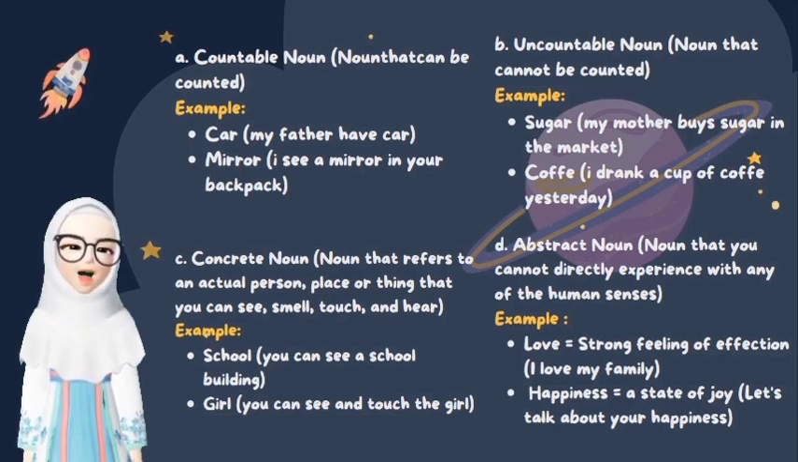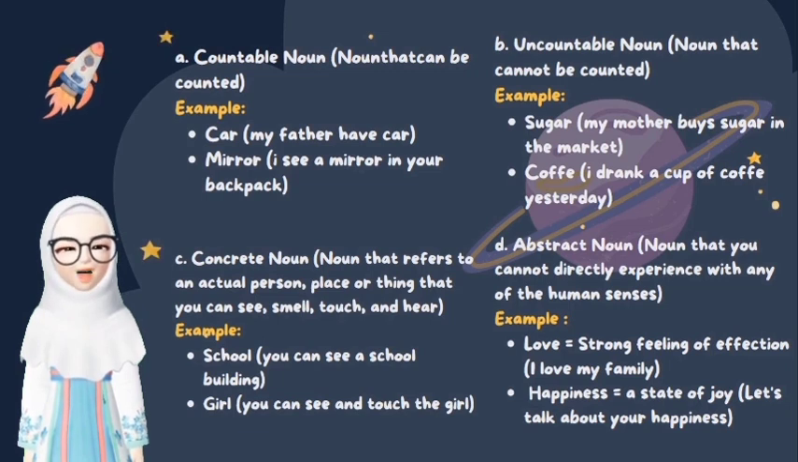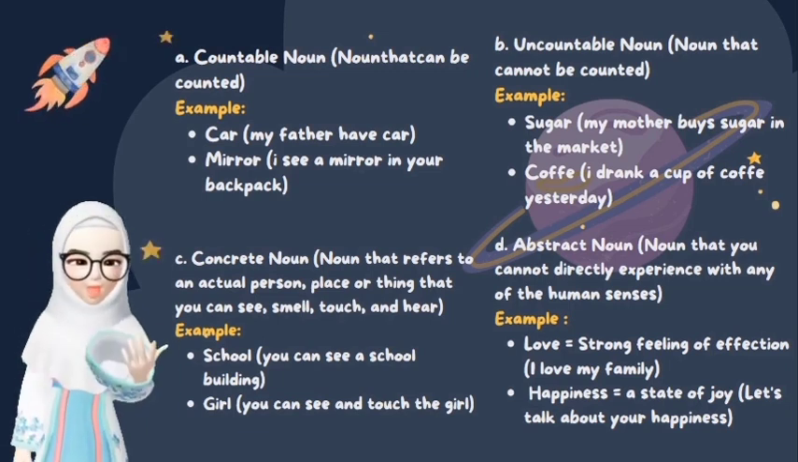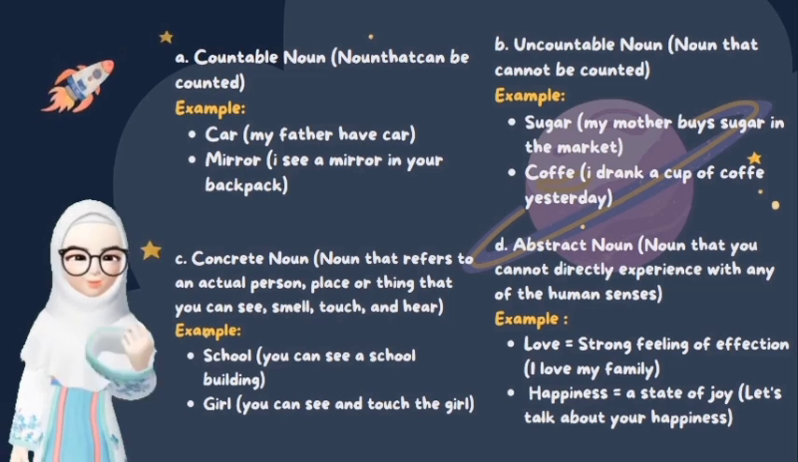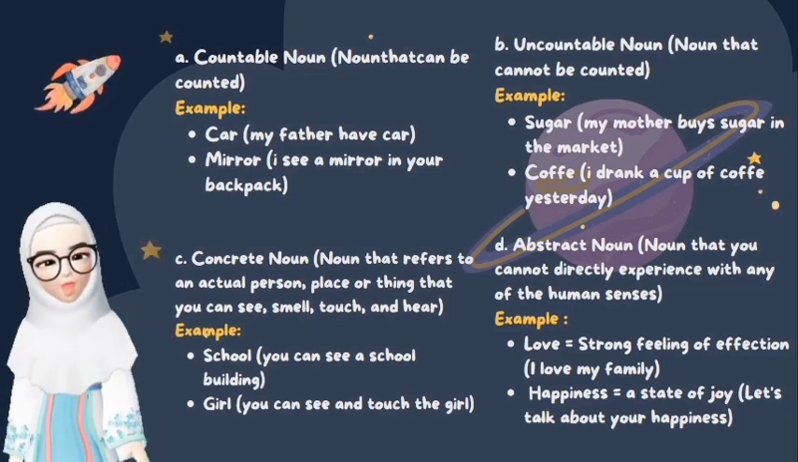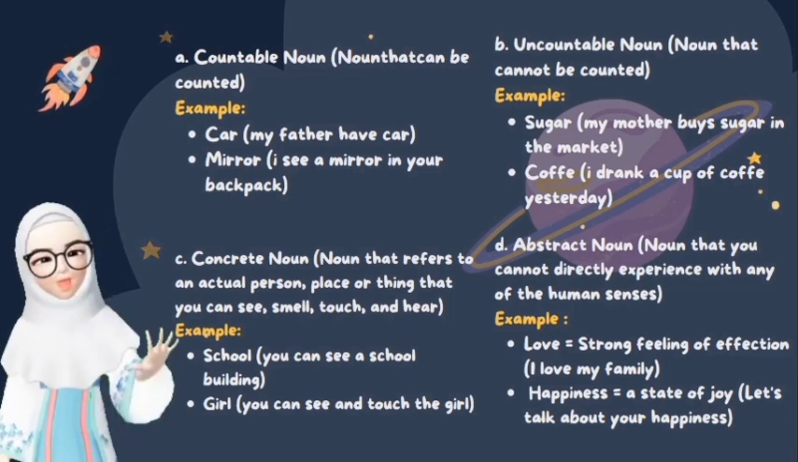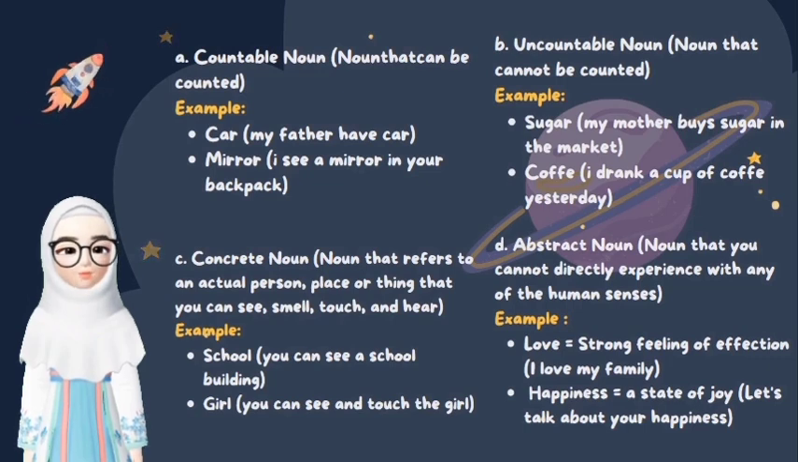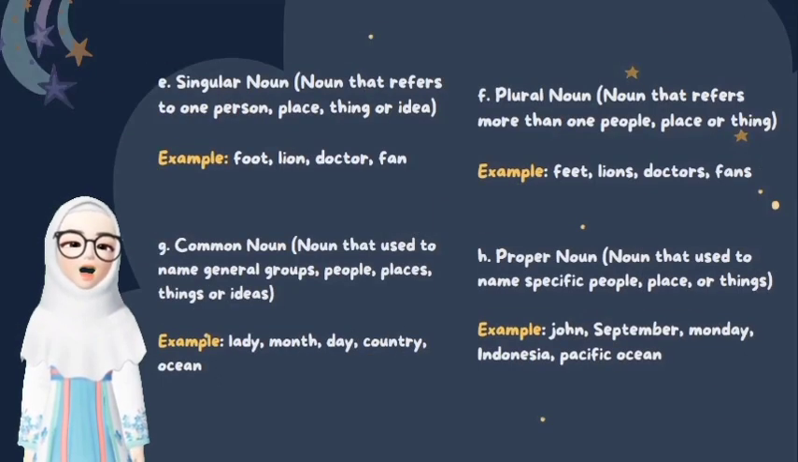5. Abstract noun. Noun that you cannot directly experience with any of the human senses. Example, love. Strong feeling of affection. I love my family. Happiness. A state of joy. Let's talk about your happiness. 6. Singular noun. Noun that refers to one person, place, thing, or idea. Example, foot, lion, doctor, fan. 7. Plural noun. Noun that refers more than one people, place, or thing. Example, feet, lions, doctors, fans.